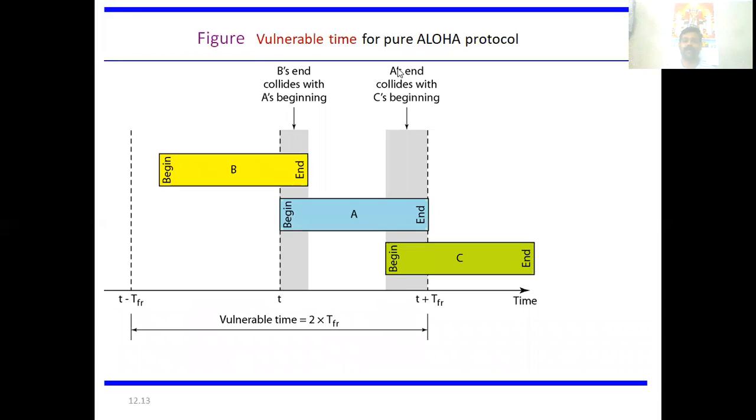Now we are going to see the vulnerable time for the pure Aloha protocol. Here the vulnerable time for pure Aloha is 2 times TFR, where TFR is the average transmission time for a frame. This period, from T minus TFR to T plus TFR, is the vulnerable period. So the vulnerable time of the Aloha protocol is 2 times TFR.